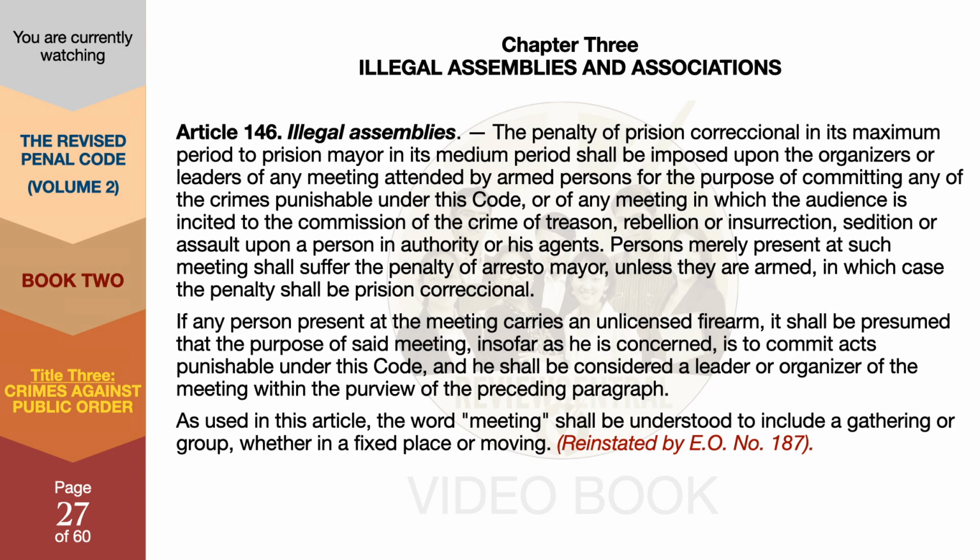Persons merely present at such meeting shall suffer the penalty of arresto mayor, unless they are armed, in which case the penalty shall be prisión correccional. If any person present at the meeting carries an unlicensed firearm, it shall be presumed that the purpose of said meeting, insofar as he is concerned, is to commit acts punishable under this code, and he shall be considered a leader or organizer of the meeting within the purview of the preceding paragraph. As used in this article, the word meeting shall be understood to include a gathering or group, whether in a fixed place or moving. Reinstated by EO number 187.